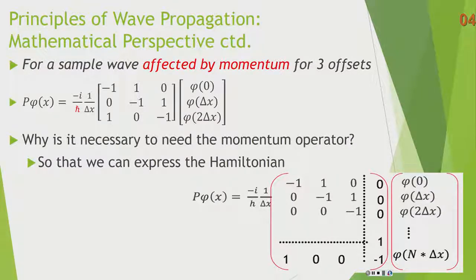Okay, so for a sample wave affected by momentum for 3 offsets, so that's accumulation over 3 phases, we get a matrix form that looks such as this. But in reality, we can have n number of propagations or phases, so we get more so a definition of the lower right. And essentially, the reason why it is necessary to need the momentum operator is to express the Hamiltonian, which makes it a lot simpler to define the accumulation of phase.